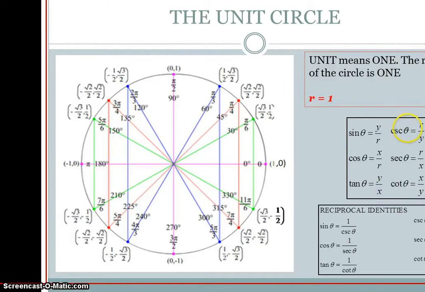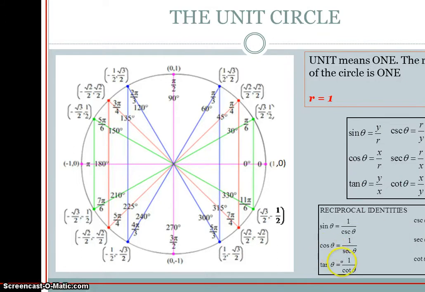The cosecant of theta is equal to the radius over the y-coordinate. The secant of theta is equal to the radius over the x-coordinate. And the cotangent of theta is equal to the x-coordinate over the y-coordinate. And if we look at our reciprocal identities, we see that the sine of theta is the reciprocal of the cosecant of theta. And kind of similarly, we have the cosecant of theta is equal to 1 over the sine of theta. So the reciprocals of each other.